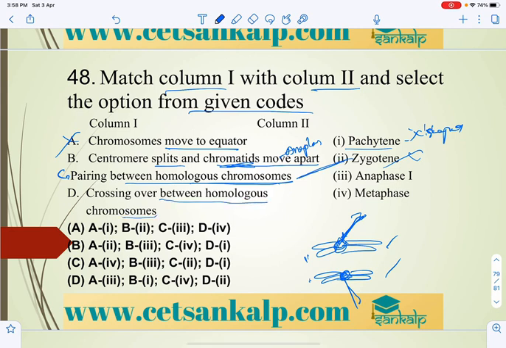Crossing over between homologous chromosomes is pachytene. So let us take: D1. Here we can write D1, C2, and chromosomes move towards the equator, that is metaphase, and this is anaphase 1. So the answer is A4, B3, C2 and D1. So this is the correct answer.